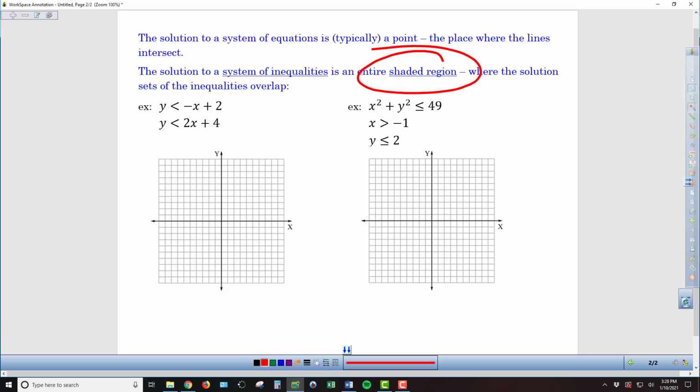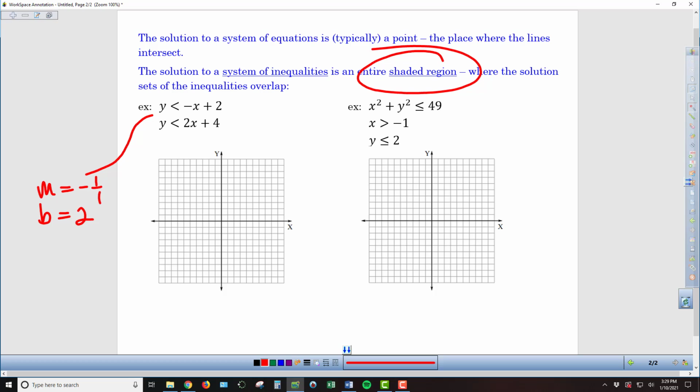And so what we need to do is graph the two inequalities on the same coordinate plane, and then figure out where those shaded regions, where those collections of points that work in the two respective inequalities, overlap. So on this first one, we'll again graph by just treating it like a line to start off with. So I need a slope and y-intercept to be able to graph it. So the slope is -1, the y-intercept is 2.